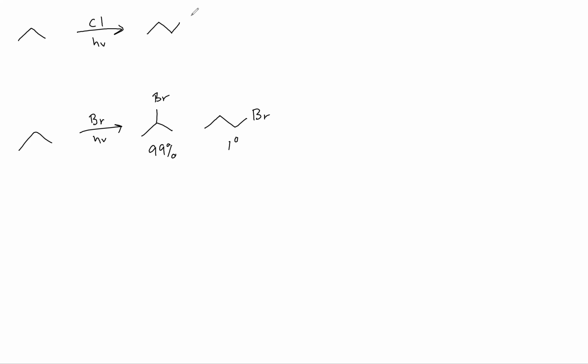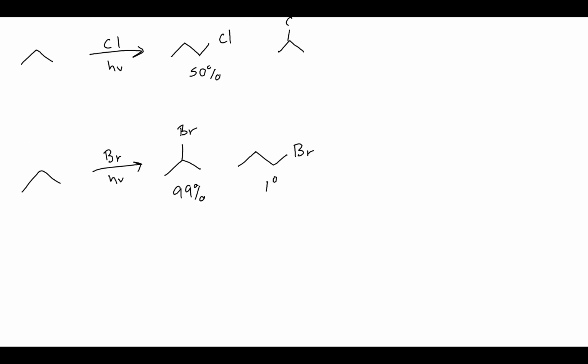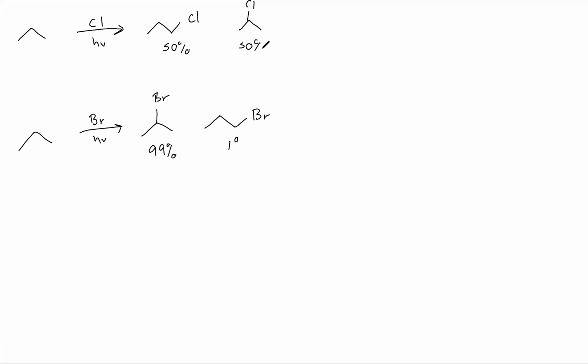We could get various amounts of this one, like 50% of this one to 50% of this one. So you can see here that because chlorination is so unselective, it's so fast, it's not really going to care which one it makes. That is why a lot of the times you're going to see bromination used far more than chlorination, because we can control bromination much easier than chlorination.